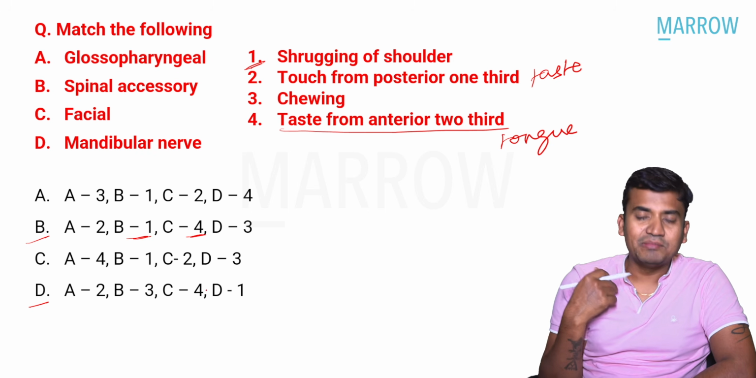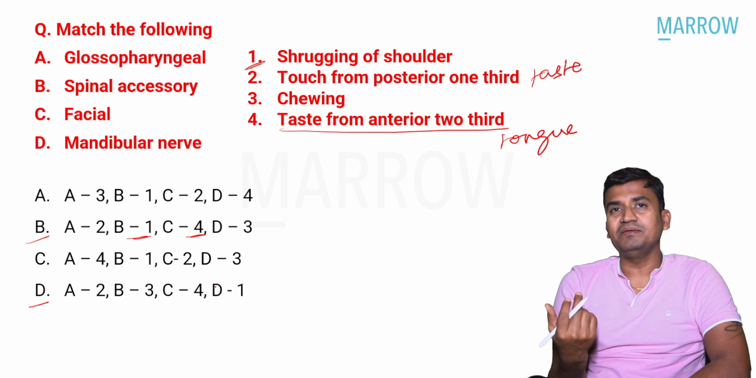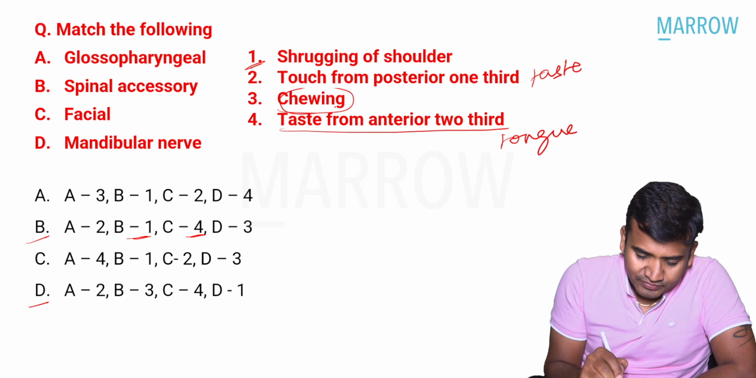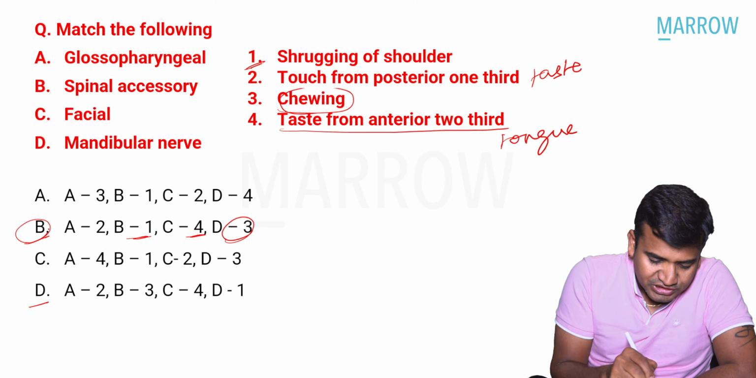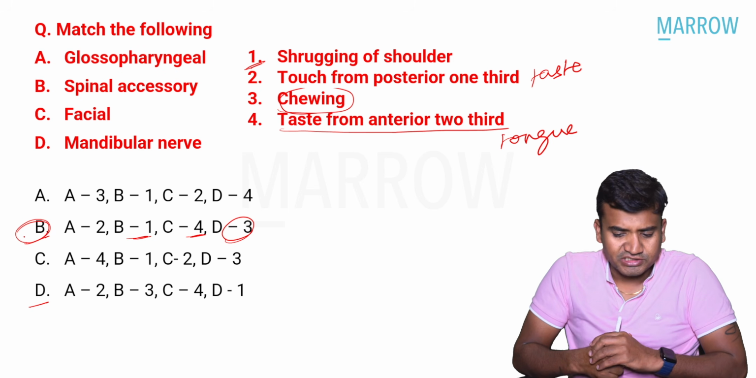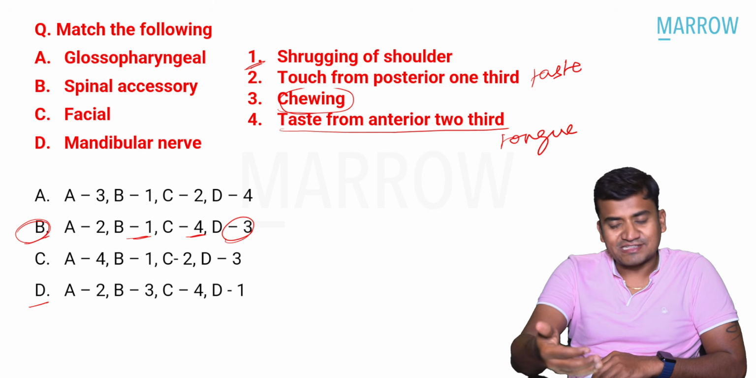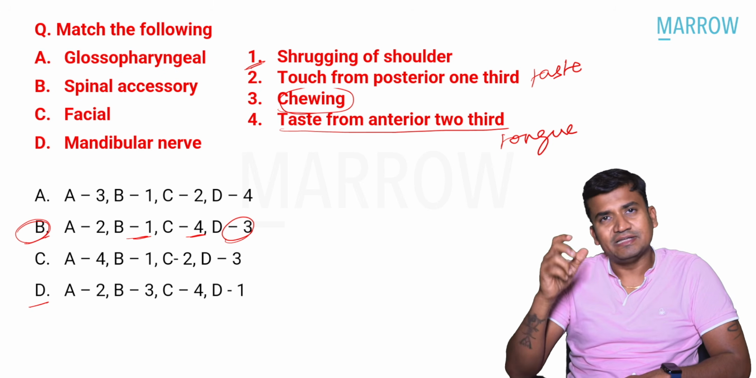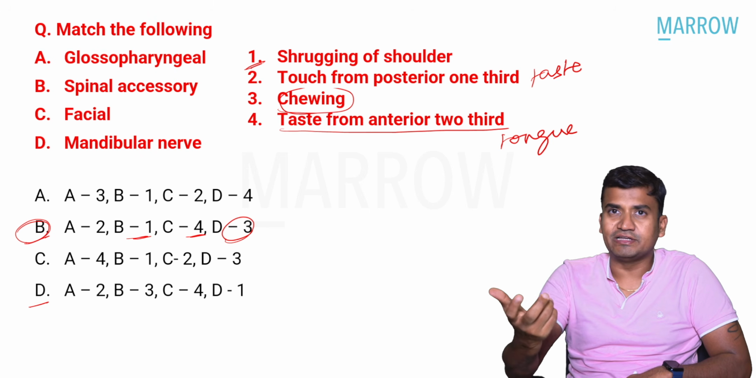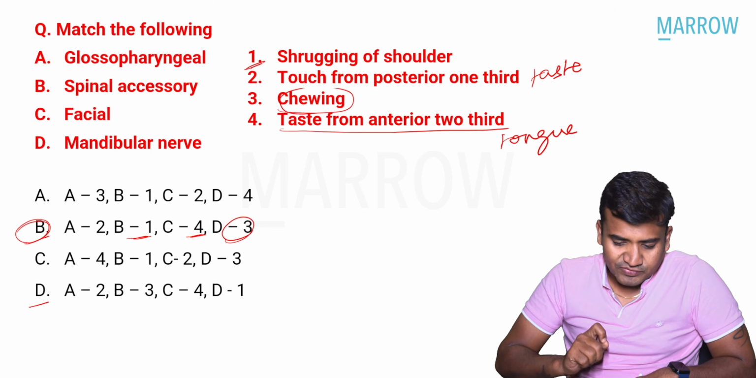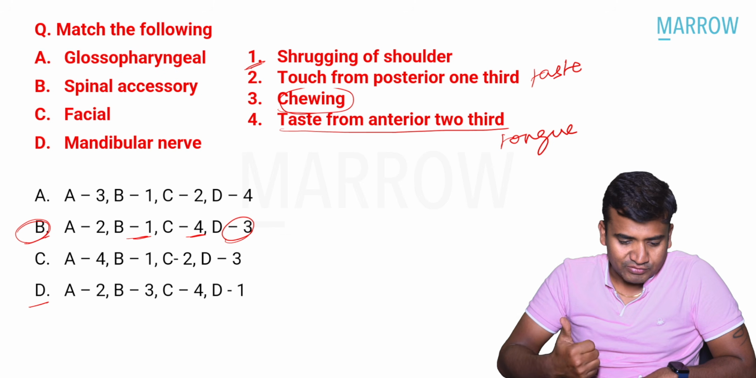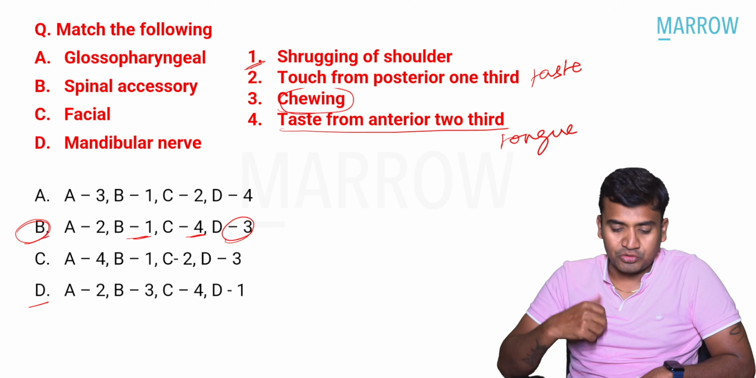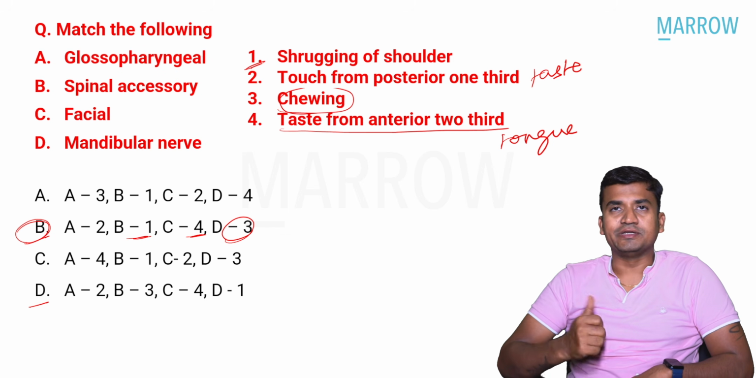Mandibular nerve is the nerve supplying the muscles of mastication, that is helping for chewing. So B is the answer for this question. Actually, in this question they didn't give the extended matching. Sometimes they may give more options to confuse you. The next time, they may give you extended options. So the answer for this question is glossopharyngeal nerve, touch from the posterior 1/3 of tongue; spinal accessory nerve, shrugging of shoulder; facial nerve, taste from the anterior 2/3 of tongue; and the mandibular nerve, chewing.